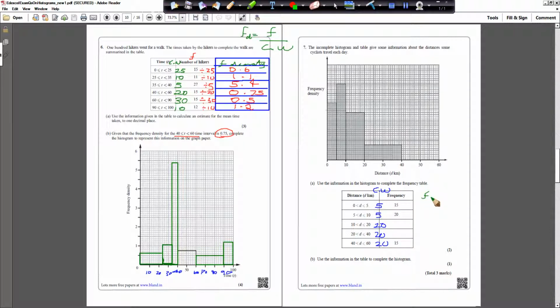Now, to work out the frequency density, we need to get the frequency and divide it by the class width. So I'm going to do this one without the table this time. 15 divided by 5 is 3. So that gives us a frequency density of 3. 20 divided by 5 is 4. Now, from this here, we can calibrate the scale.